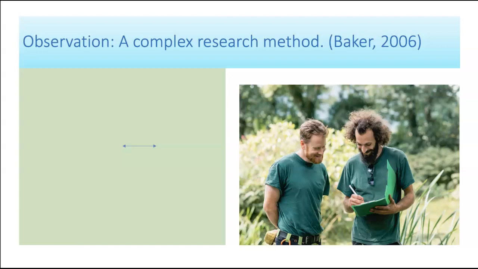Baker points out the following about observation as a research strategy. First of all, observation is a very old strategy that has been used for generations, particularly in methodologies like ethnography. An essential characteristic of observational research is that it takes place in the participant's natural environment.